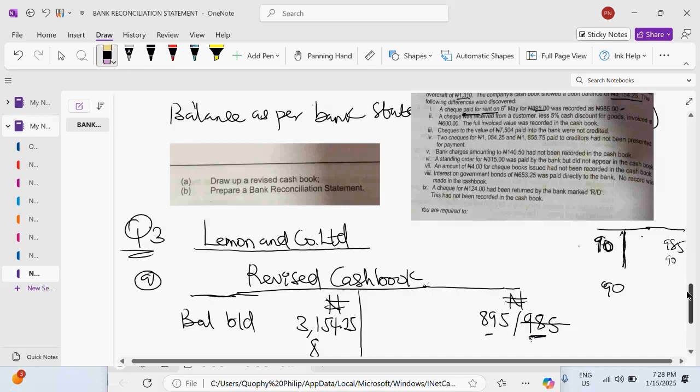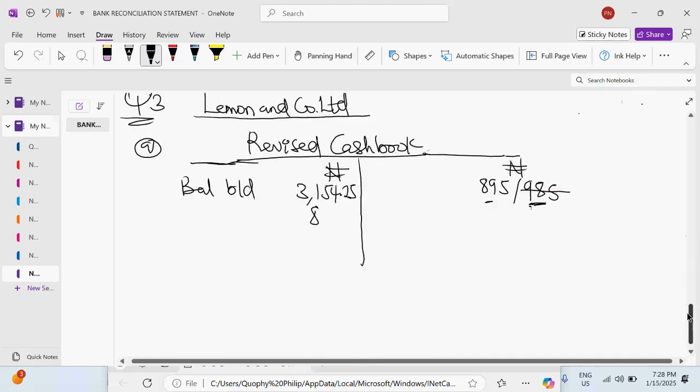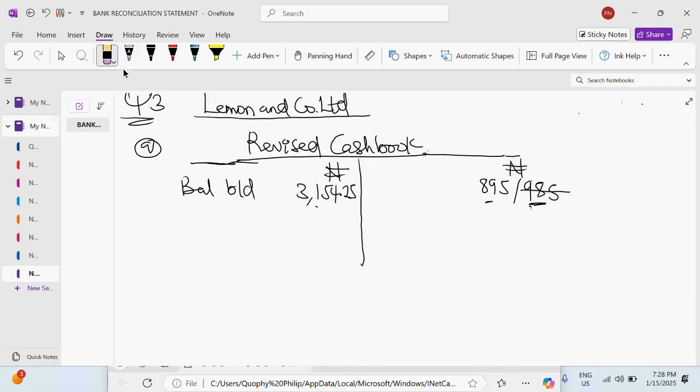Right? The rightful entry to do in our revised cash book is to do what? Is to debit what? The 90. To debit the 90, yes. So we can see that overcast of the 90, overcast of 90, overcast 90. That is the correction.